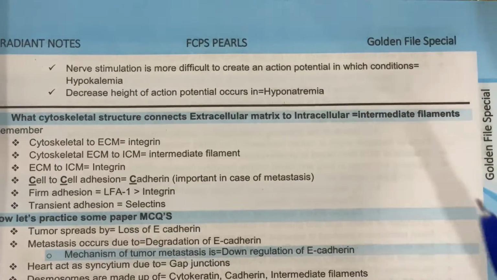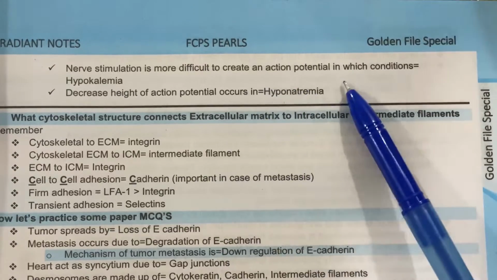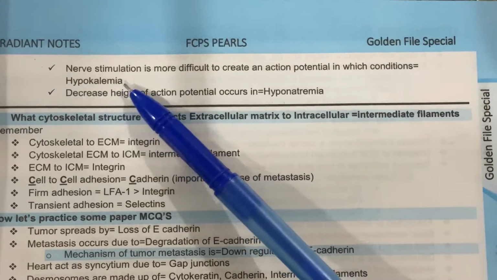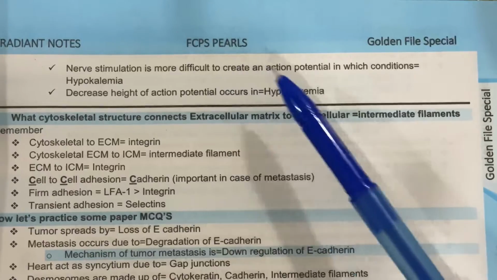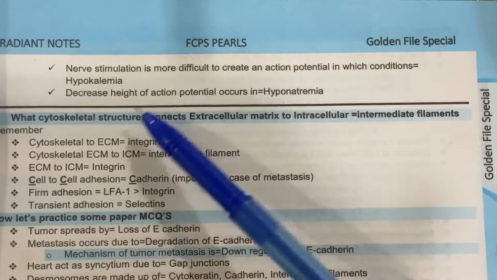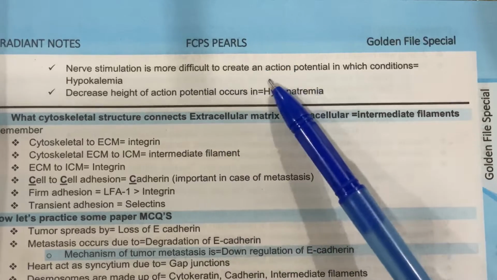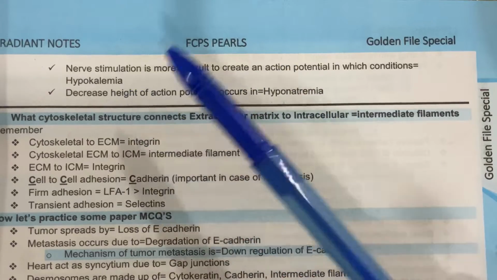In which condition is nerve stimulation more difficult to create an action potential? Hypokalemia.